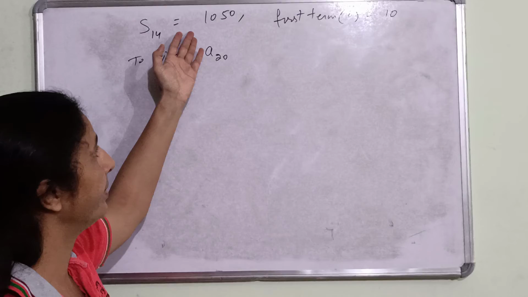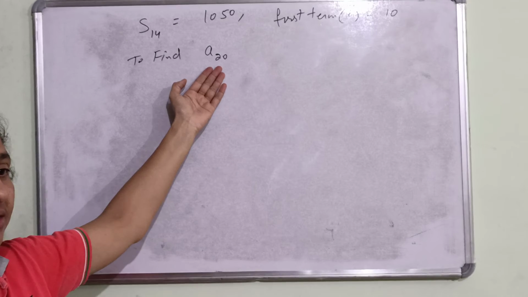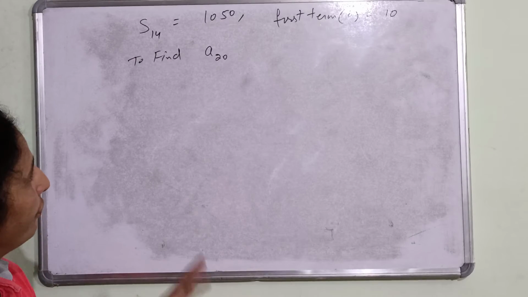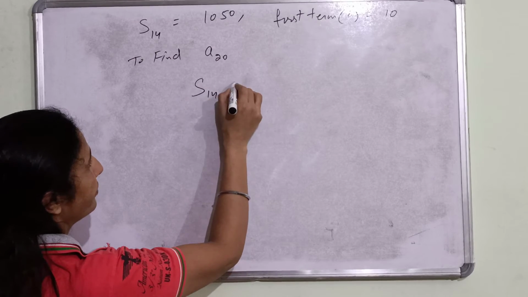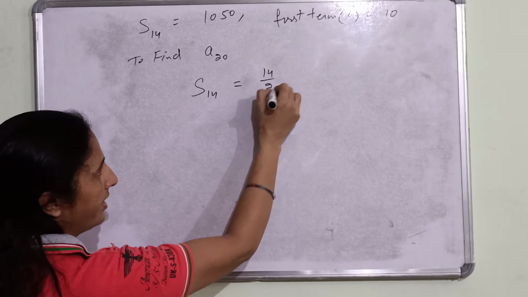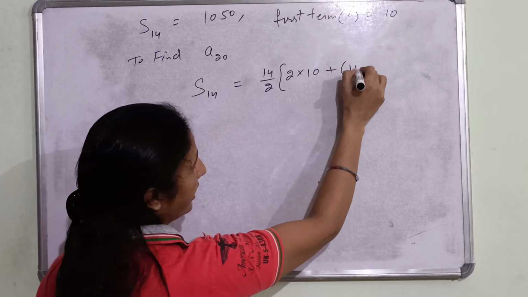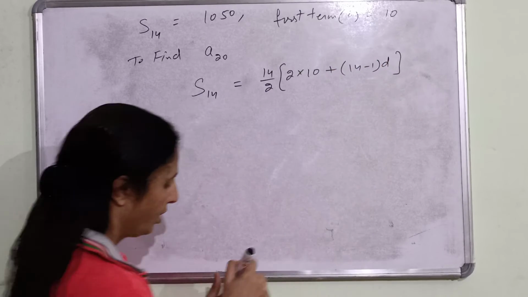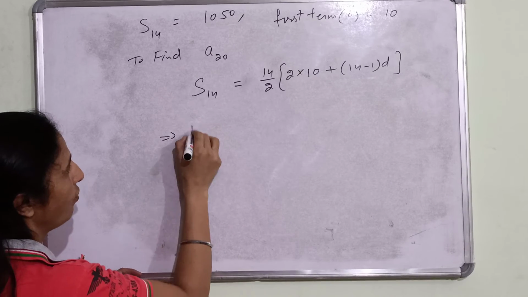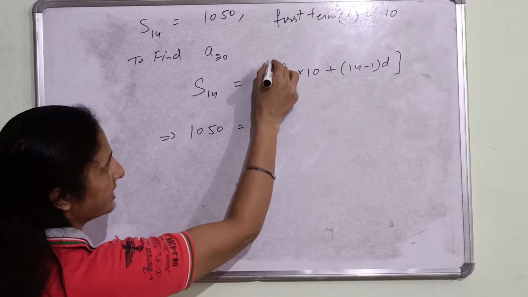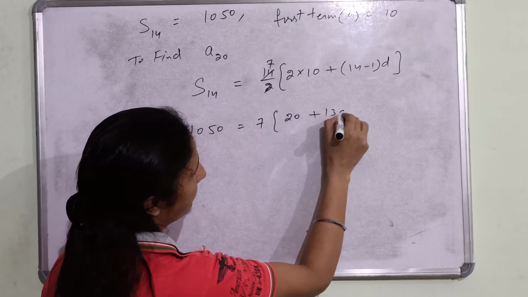Here we have been given the sum and A. To find the 20th term, what we require is D. So we will find D by using the formula for the sum of the series. The S14 formula is 14 by 2, that is n by 2, times 2 into A, which is 20, plus 14 minus 1 into D. We don't have D, we have to find D. The sum given is 1050. We can cancel, it is 7, and here 20 plus 13D.